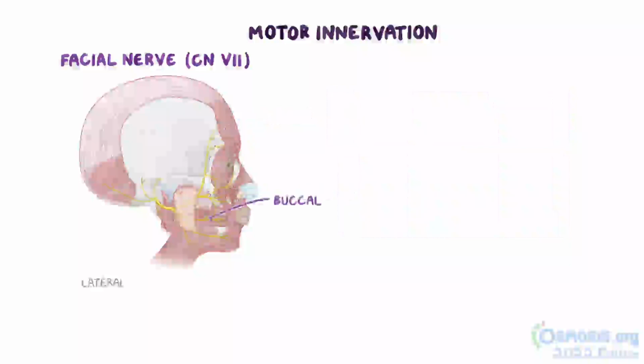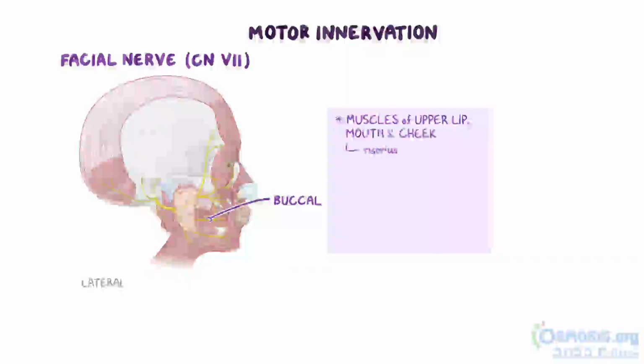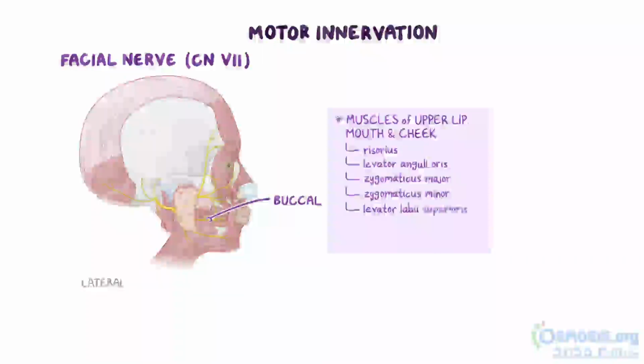The buccal branch runs horizontally and innervates the muscles of the upper lip, mouth, and cheek, which are the risorius, levator anguli oris, zygomaticus major, zygomaticus minor, levator labii superioris, orbicularis oris, and the buccinator.